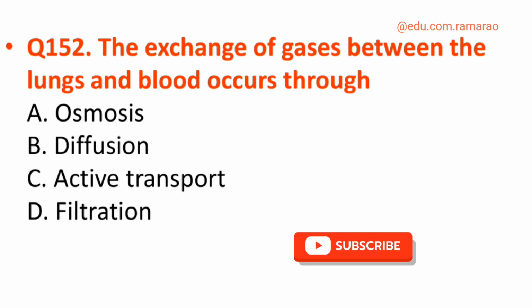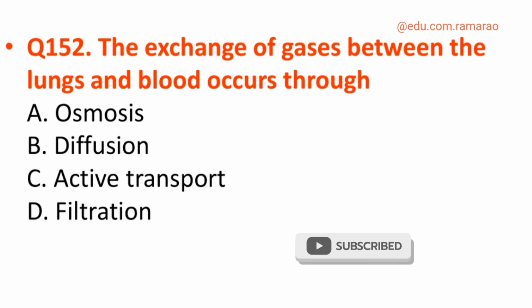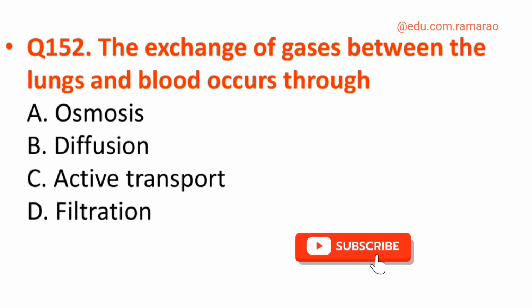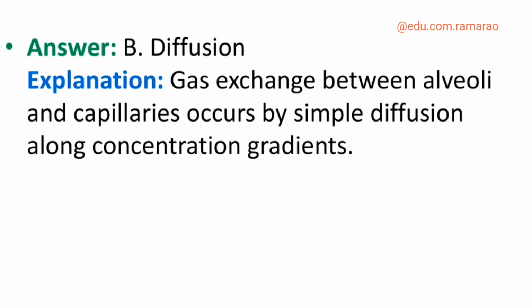The exchange of gases between lungs and blood occurs through option A osmosis, option B diffusion, option C active transport, option D filtration. The correct answer is option B diffusion. Gas exchange between alveoli and capillaries occurs by simple diffusion along concentration gradients.